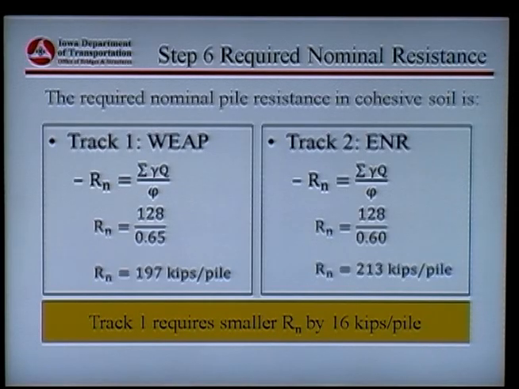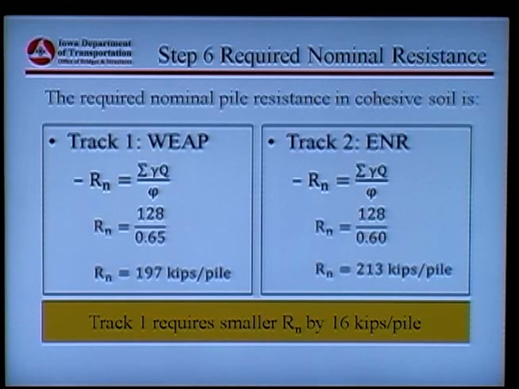It's shown in the following slides that the calculated nominal resistance is basically the factored load divided by the resistance factors. In this example, 197 kips is the nominal geotechnical resistance based on our Blue Book method with WIP as the construction control, as compared with Blue Book as the design method and ENR as the construction control, where you require 213 kips. See the big difference between these two?